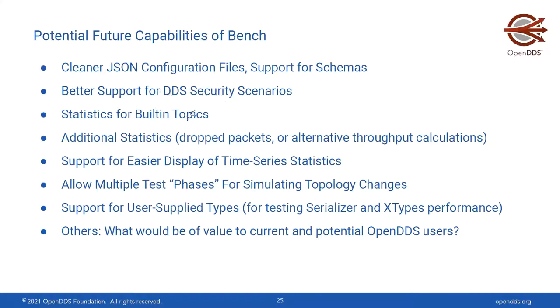We could add new statistics. There are definitely things that we think we might add in the future. Things like dropped packets on various nodes to test for network congestion, and also support for different types of throughput calculation, those sorts of things. And we could also have statistics for built-in topics. So currently we're not really utilizing built-in topics as part of Bench, but we could potentially check the performance of the built-in topics in comparison, with how discovery times and things like that.